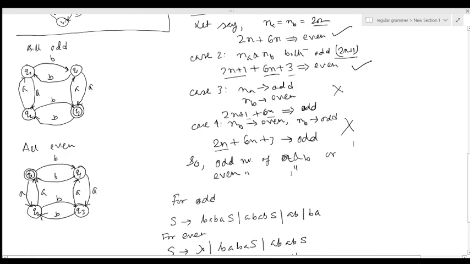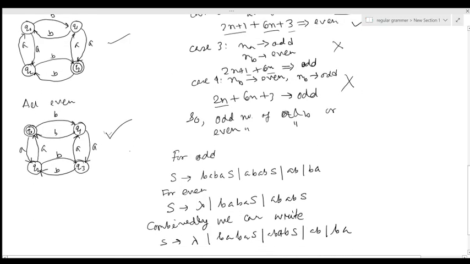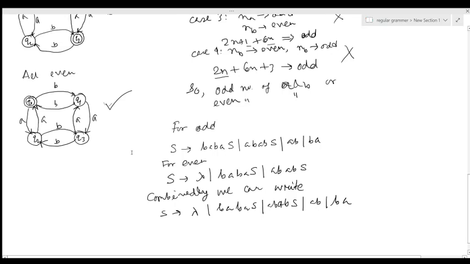So if both are odd, in that case we put an NFA or DFA like this, and then for even we put one like this. Now look at this for the odd number of A and B case.